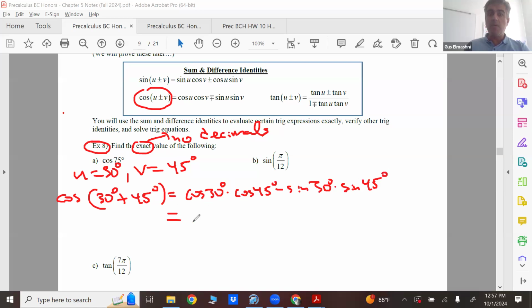That's going to be root 3 over 2 times root 2 over 2 minus 1/2.